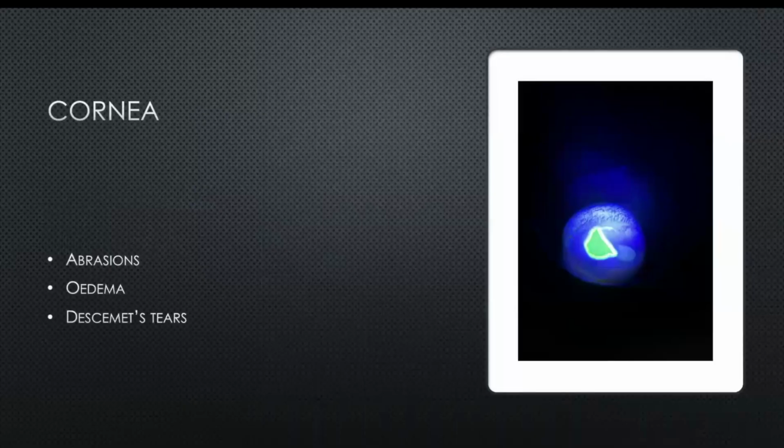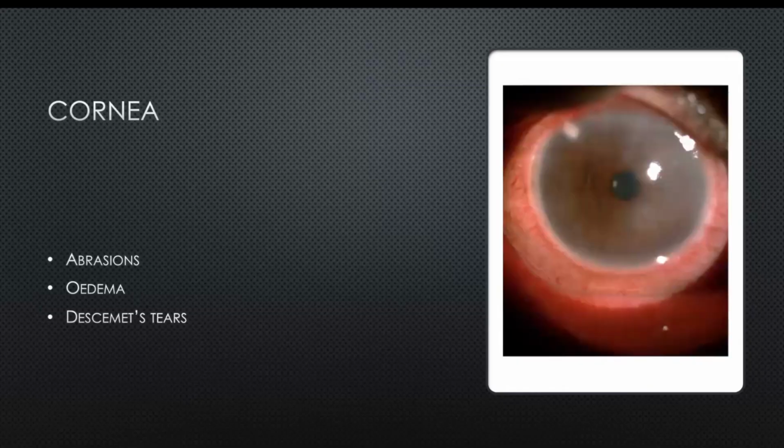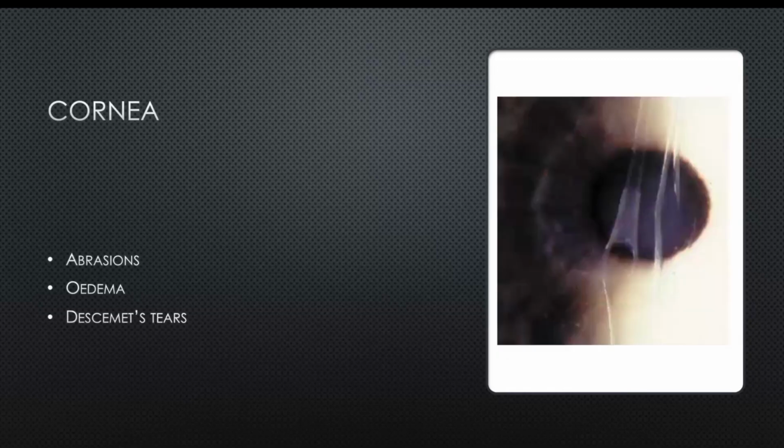So starting with the front, we've spoken about lid trauma already. We've spoken about adnexal features already. We are focusing mainly on the globe, and I suppose the conjunctiva as well. You're going to look for any abrasions. Lacerations are usually not from blunt injury, but blunt injuries can cause abrasions. They can cause edema to the cornea, so you can be left with some clouding of the stroma. You can also have some Descemet's tears. So you really want to take a careful look at that cornea.